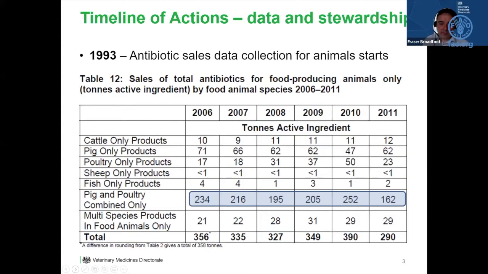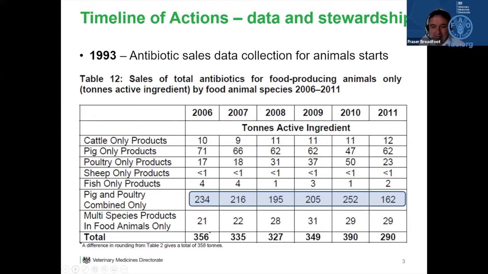As well as putting it high on the strategic agenda, another really important area is data. This is the area that I work in and lead on, trying to get better antibiotic sales and usage data. The UK has been collecting antibiotic sales data since 1993, and this comes from the pharmaceutical companies, the marketing authorization holders, and they send us everything that they've sold, which is extremely helpful.